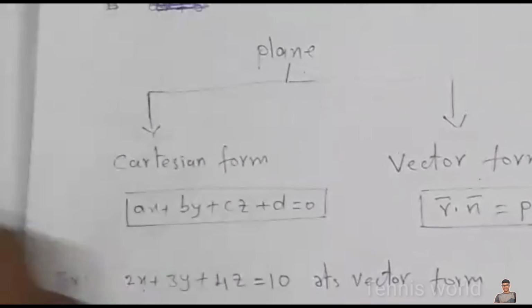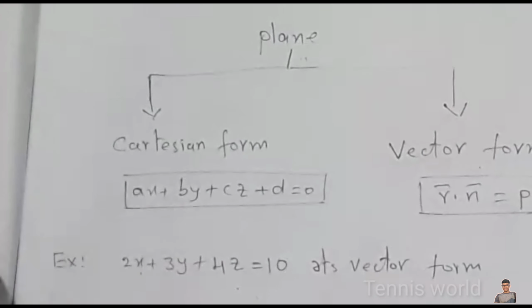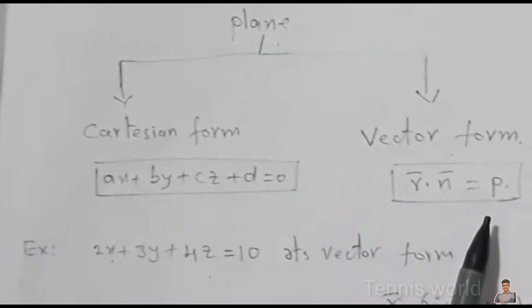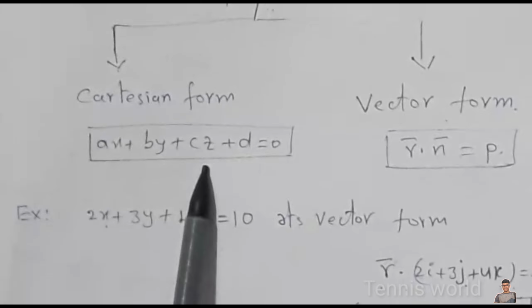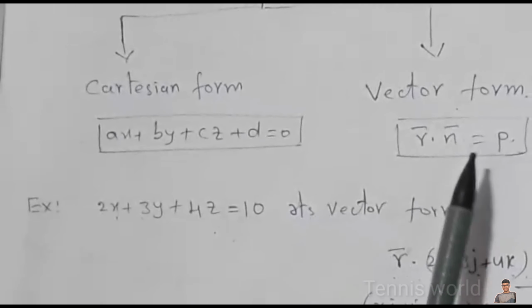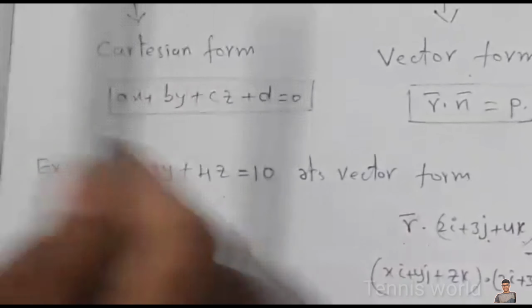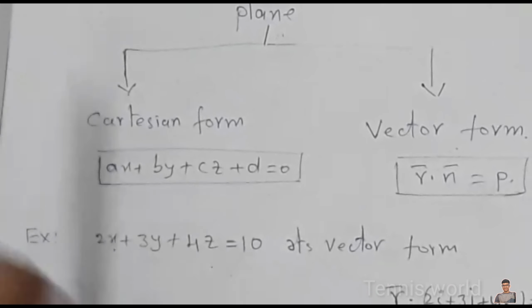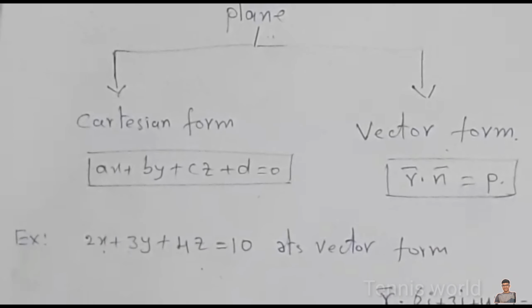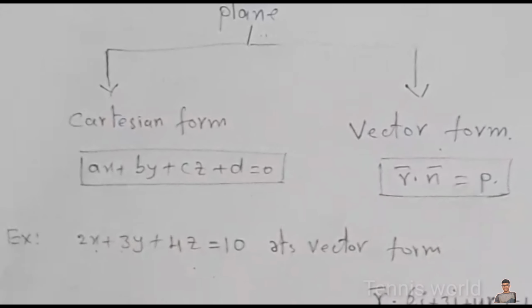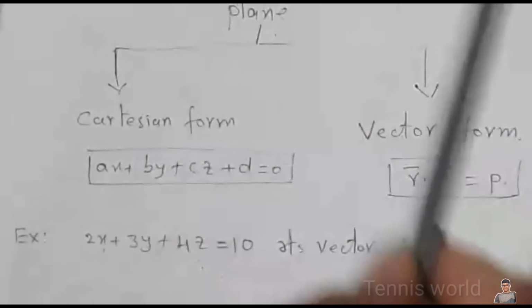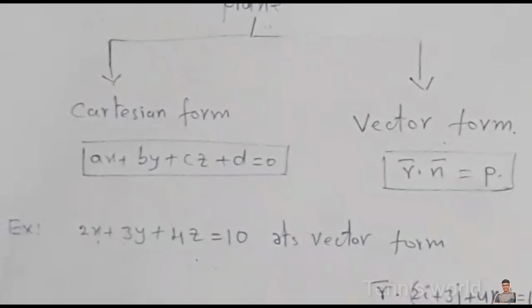Now come to concept number 3. Here I am taking the plane. The plane will be in two forms. This is the first form, this is the second form. This is the Cartesian form of the plane. This is the vector form of the plane. In past classes we did the problems based only on the Cartesian form. In upcoming classes we have to solve the problems based on the vector form of the plane also.